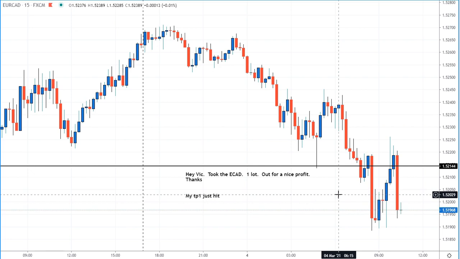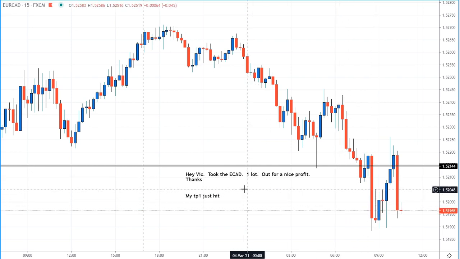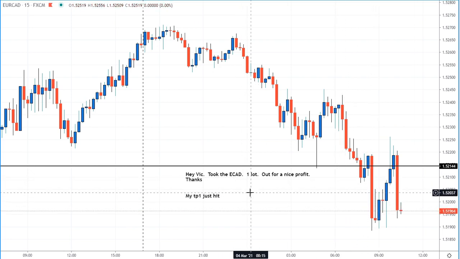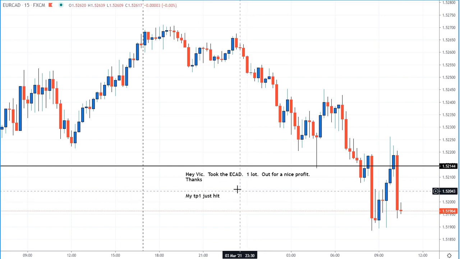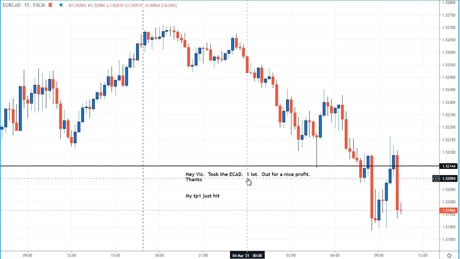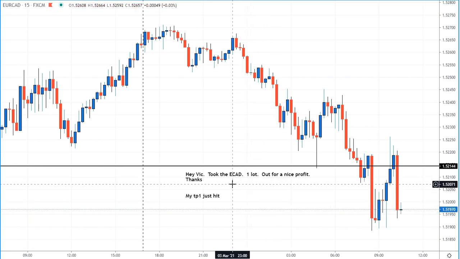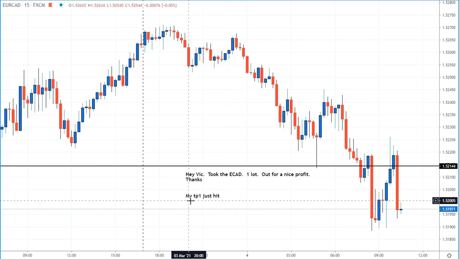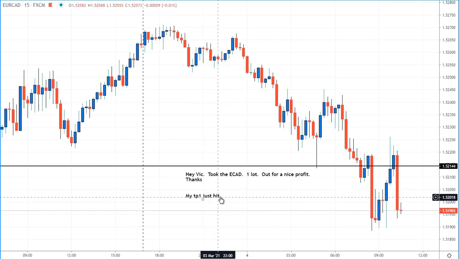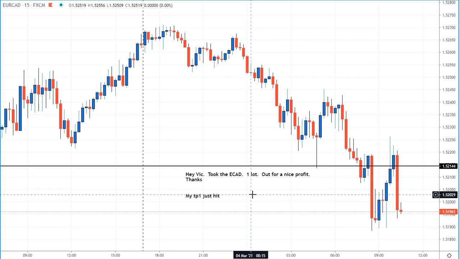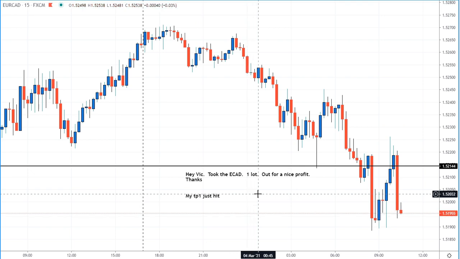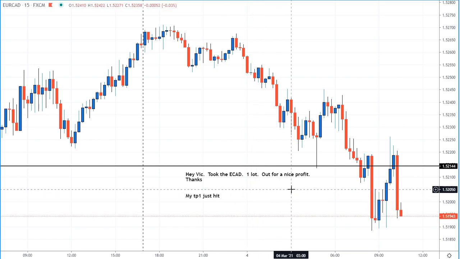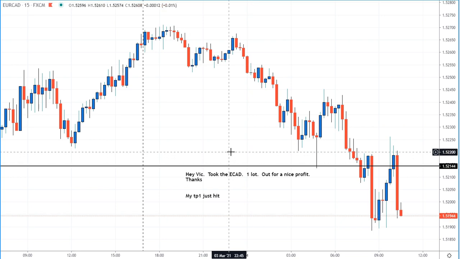So yeah, we're continuing down here, and I just actually copied and pasted a couple of the texts from the room right now. Hey Vic, just took the Euro CAD one lot out for a nice profit. Thanks. And this next guy says my take profit one was just hit. So yeah, it's really good to see. And so like in the chat room, we can actually follow these trades live, and I let people know about this trade that was setting up. And yeah, so anyway, let's just see what happens.